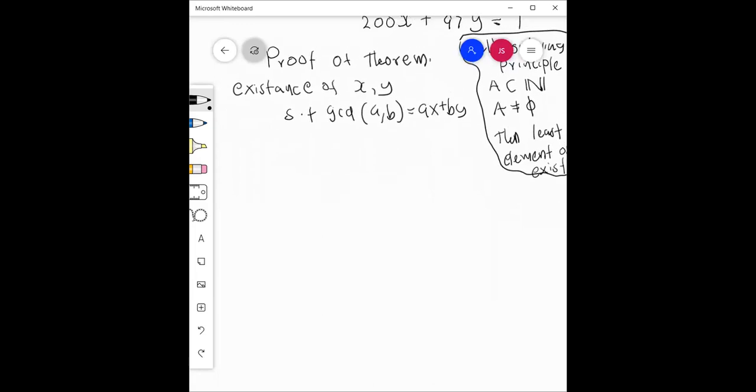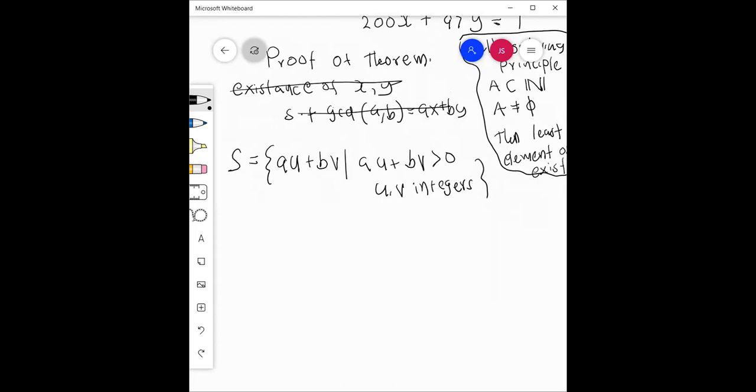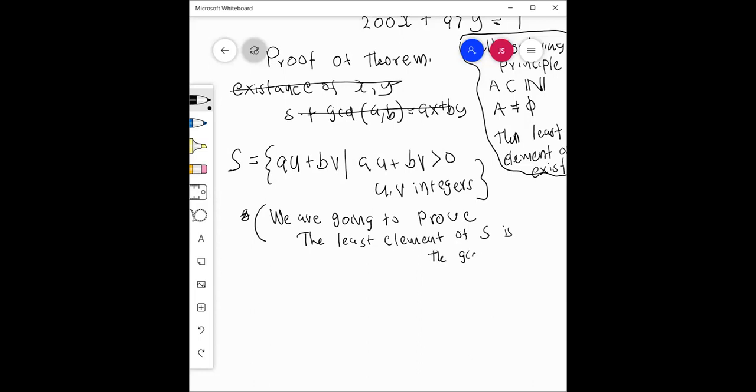So to use the well ordering principle, first we need to define the set S. S is equal to AU plus BV, where AU plus BV is greater than 0 and U, V are integers. Of course, we are going to prove this claim. You don't need to write these things in the proof; you can see the proper proof in the note. Here I am facilitating you to understand the theorem. We are going to prove the least element of S is the GCD of A and B.